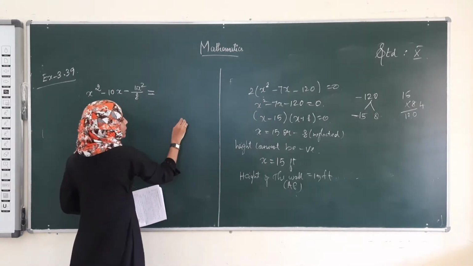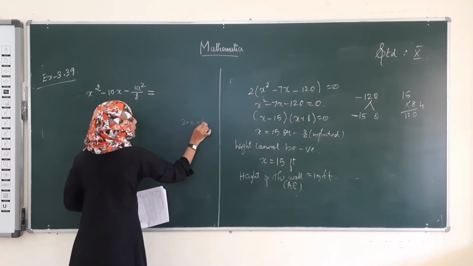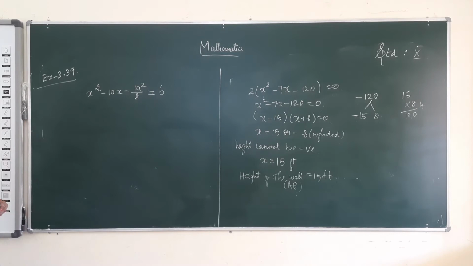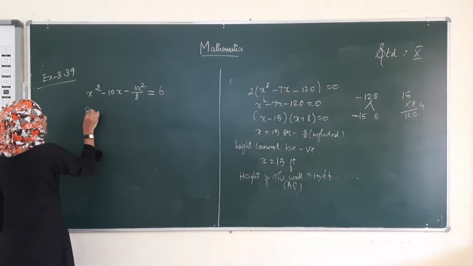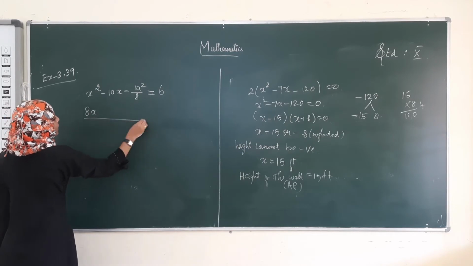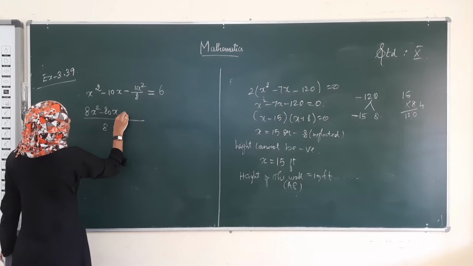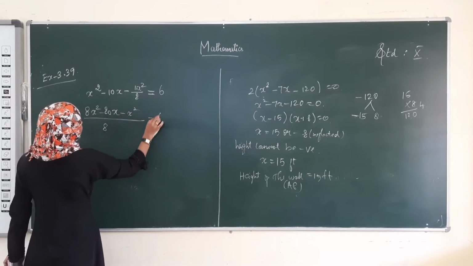Therefore 3 pairs means 3 into 2 is equal to 6 birds. This is how we have to form the mathematical equation. Shall we solve this? See here, on taking LCM, 8x squared minus 80x minus x squared is equal to 6.